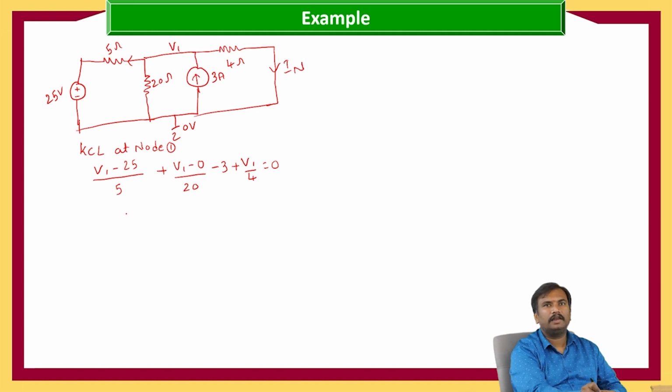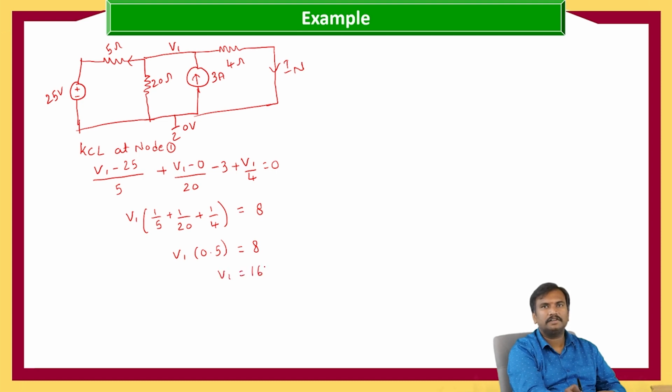So if we take V1 common, 1 by 5 plus 1 by 20 plus 1 by 4, which is equal to 25 by 5, that is 5, plus 3, 8. So here we get V1 into 0.5 equal to 8, where V1 is equal to 16 volts. Now we got the V1 value as 16 volts.